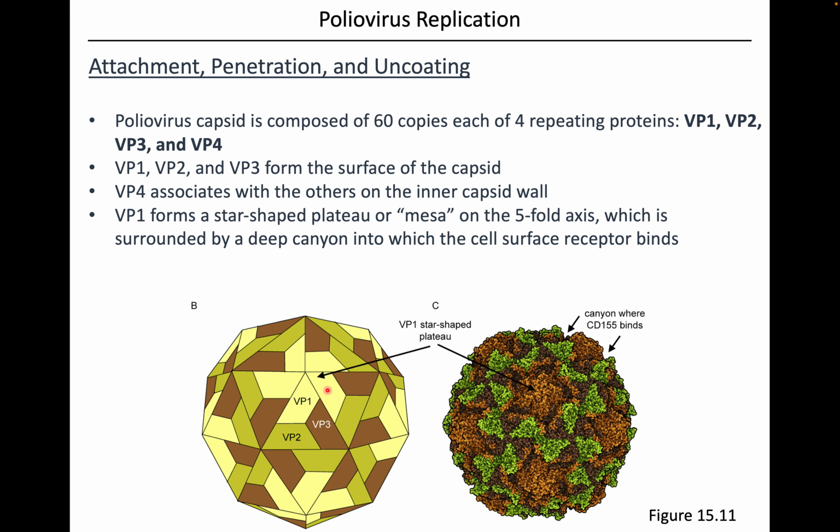And the VP1s, where they come together here at a vertex, you'll notice you get in light yellow what kind of looks like a star there. They call this a plateau or a mesa. You can see it in the more detailed image on the right with some 3D relief there. So you get this kind of star-shaped plateau, and then you get a deep trench or canyon around it, and that's where the cell surface receptor protein is actually going to bind in that canyon there.